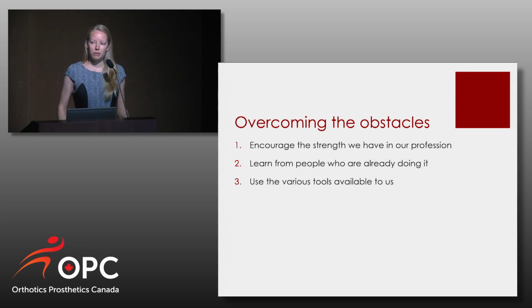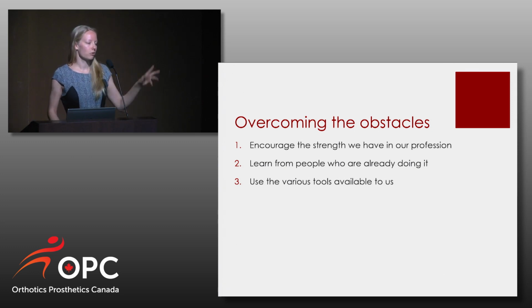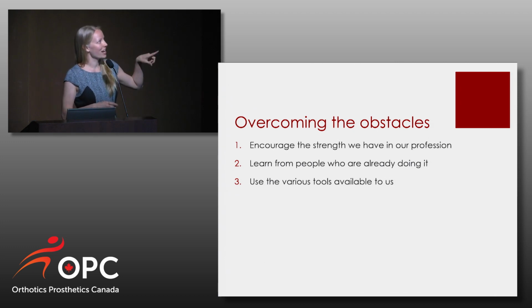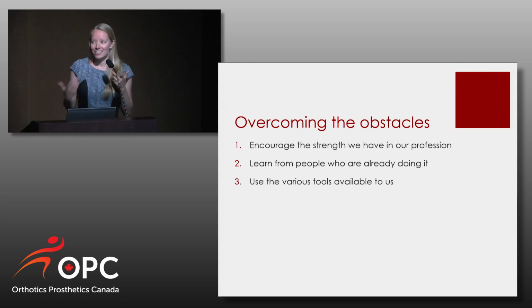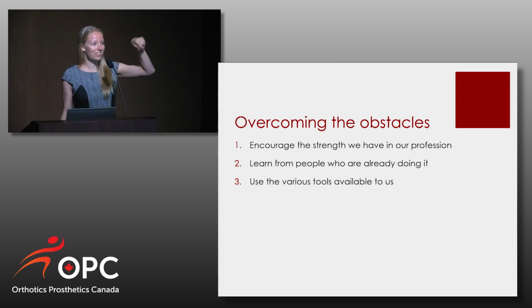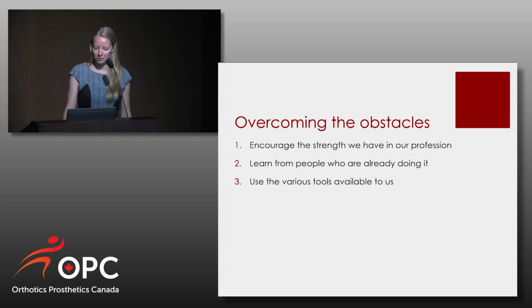Next, we need to learn from people already doing it. There are people who are using outcome measures. We need to learn from them so that we don't have to go through the same path. And I really like Sylvia's image she had earlier of the arrow that went 1,000 different ways and then pointed straight. That's what the journey of using outcome measures is like. And if you can save yourself that squiggle in the middle, do it. And finally, let's use the tools available to us.